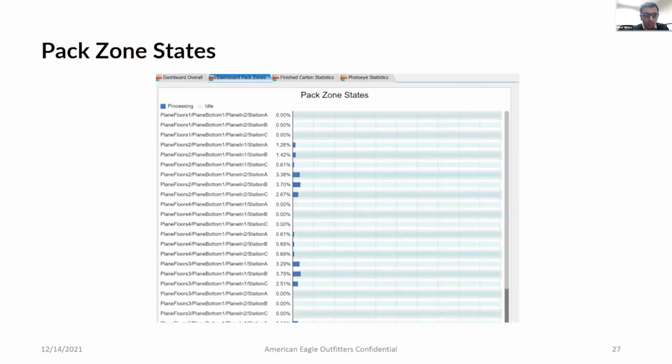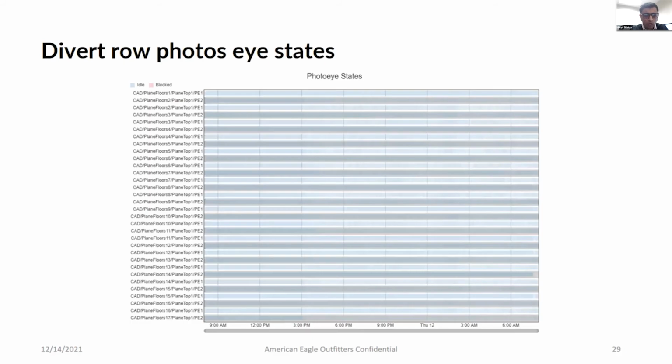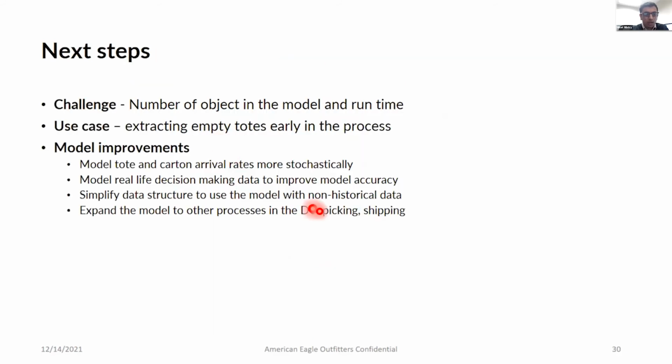Some basic statistics which were important to test reslot scenarios: different pack zone states. So if every packing row has 3 zones, how many times is it being idle or being processed on, things like that. How many finished store cartons throughput we have in a 24-hour model run, and 4 to 1 block states and things like that.